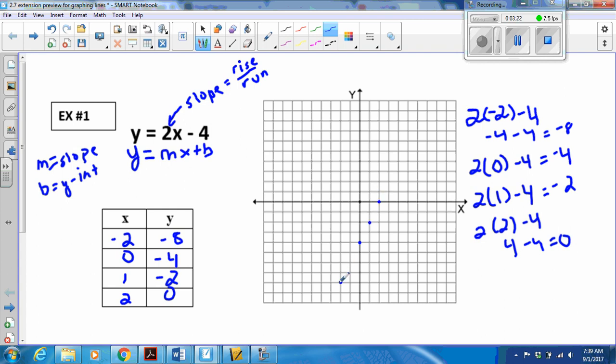Now all we have to do is connect our points. Make sure it's a straight line. Mine's not very straight, but I tried. There we go, okay, there's a straight line. And then here is basically your graph. I'm going to darken the circles here so you guys can see. And so remember, that's how you graph a linear equation.